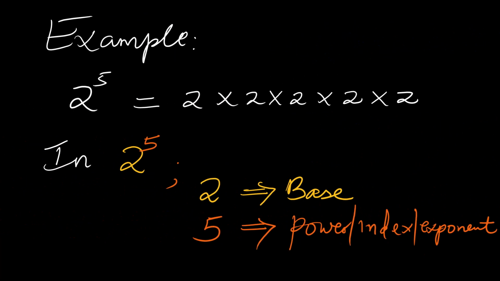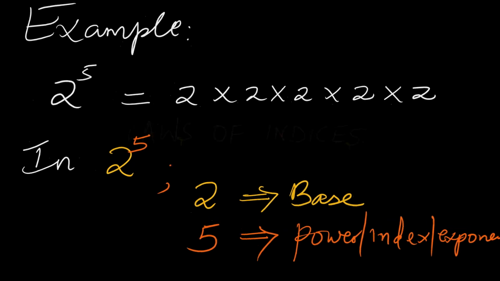An example, given 2 raised to the power 5, that means 2 times 2 times 2 times 2 times 2, meaning 2 has been multiplied by itself 5 times. So in 2 raised to the power 5, 2 is referred to as the base, and 5 is referred to as the power or the index, or you can also refer to it as an exponent.